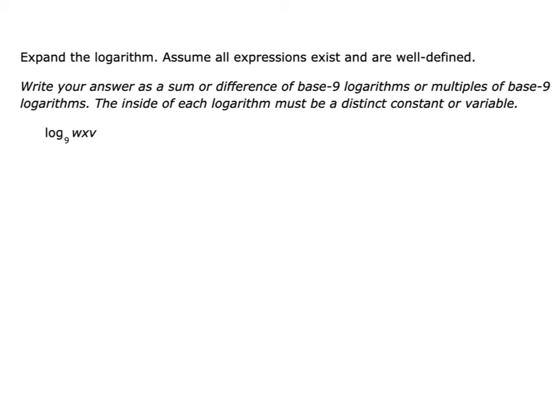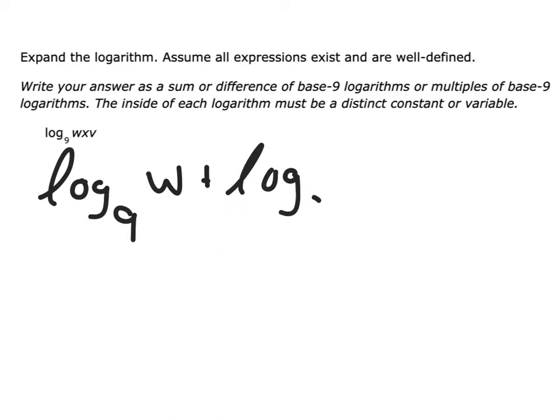In this one, again, we'd like to pull this apart with our log base 9. Write your answer as a sum or difference of base 9 logarithms or multiples of base 9 logarithms. The inside of each logarithm must be a distinct constant or a variable. So let's expand this out and see what we've got. Log base 9 of w plus log base 9 of x plus log base 9 of v. So that certainly wasn't that bad. Next example.